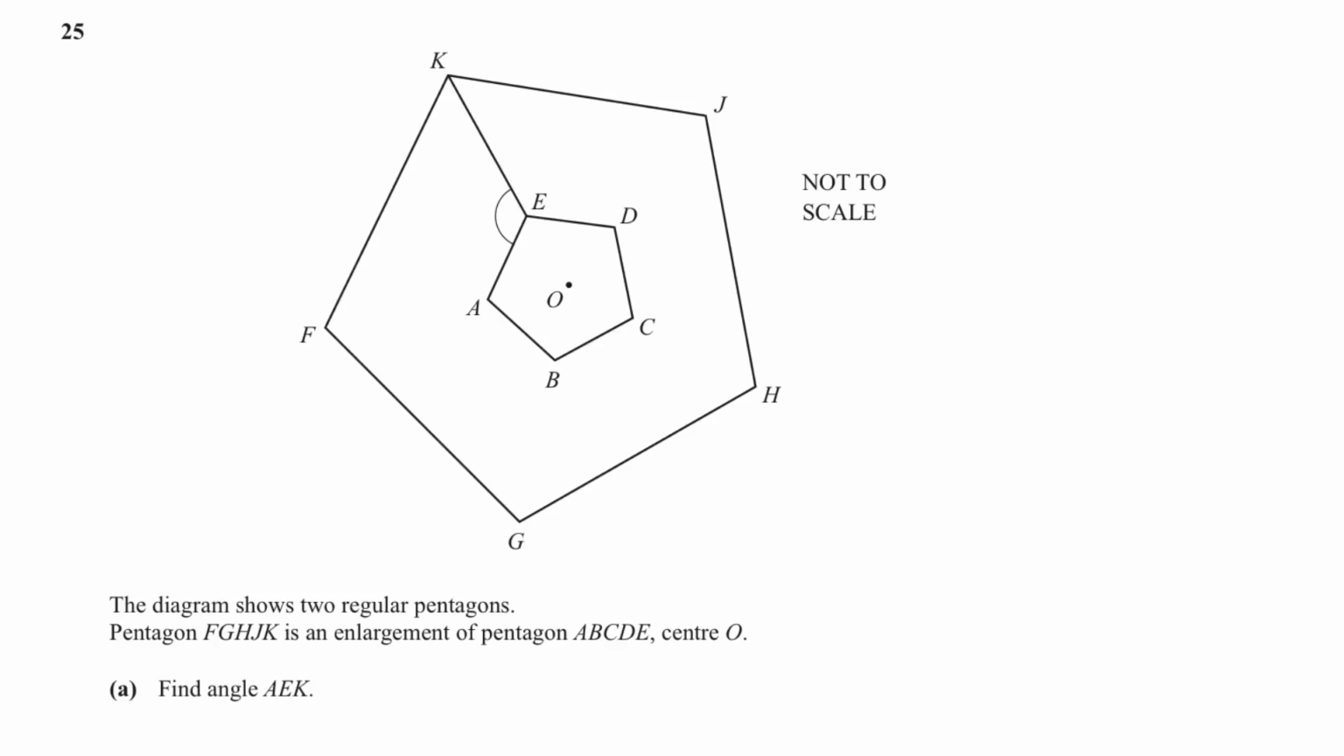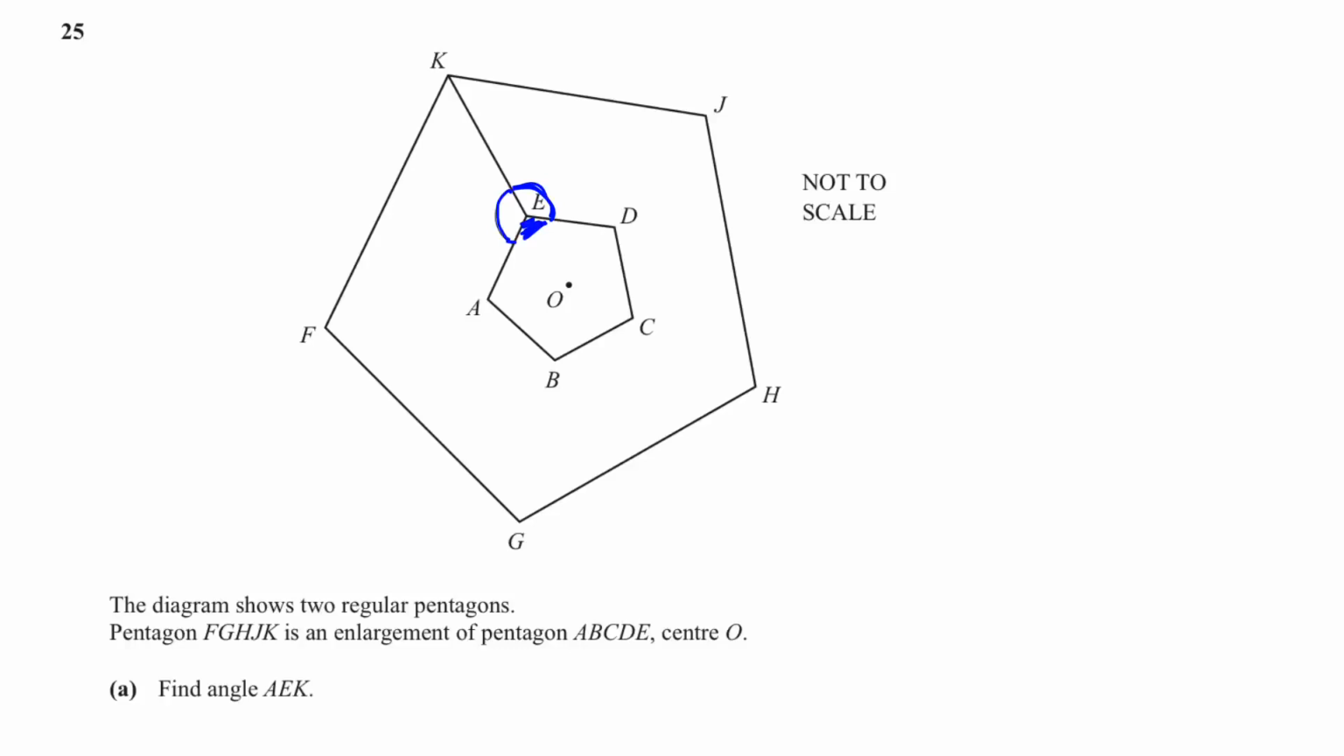Question number 25. We have been given two shapes here. The diagram shows two regular pentagons. So this is one small pentagon and there's a large pentagon. Pentagon FGHJK, which is the outer pentagon, is an enlargement of pentagon ABCDE, center O. Find angle AEK. So we want to find angle AEK. You should know that KED will also be the same as KEA or AEK. And now we need to find this angle.